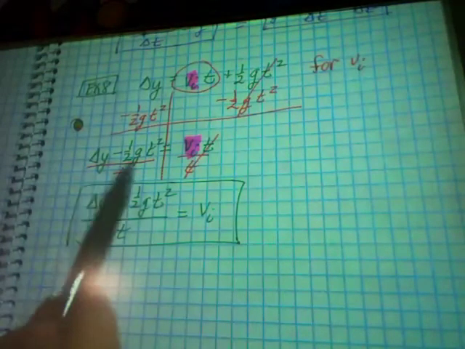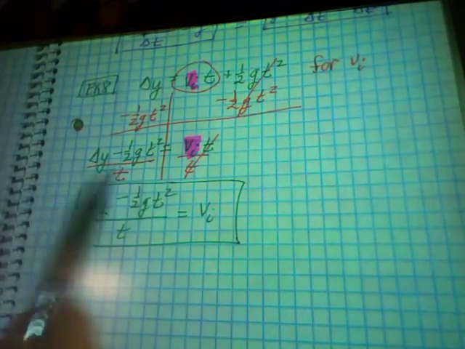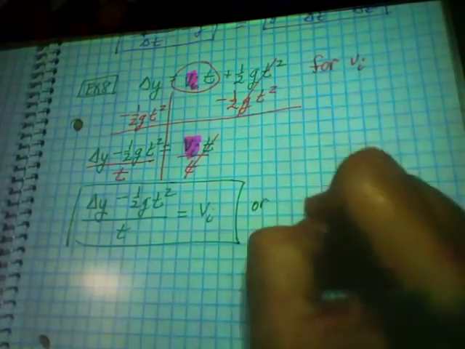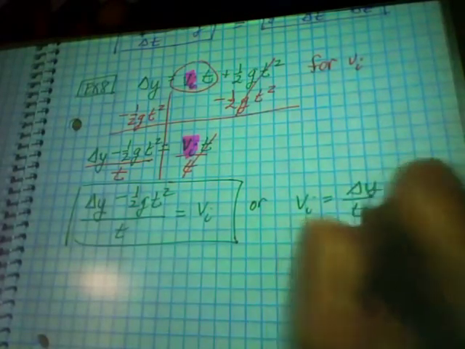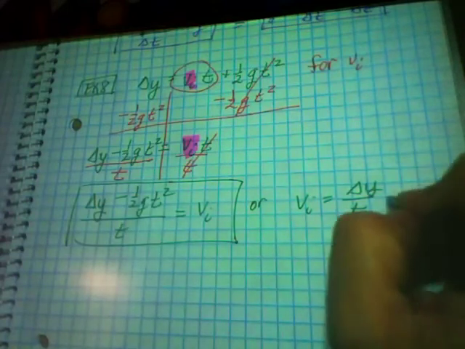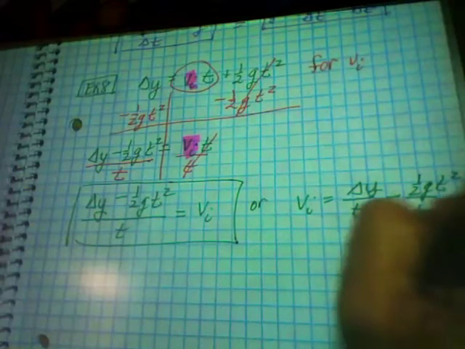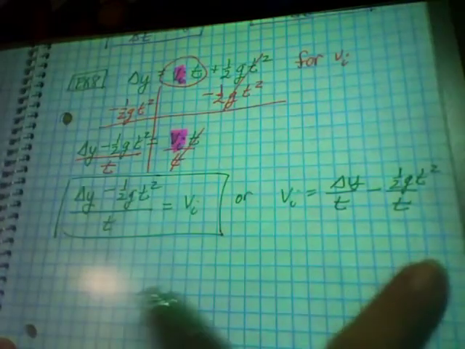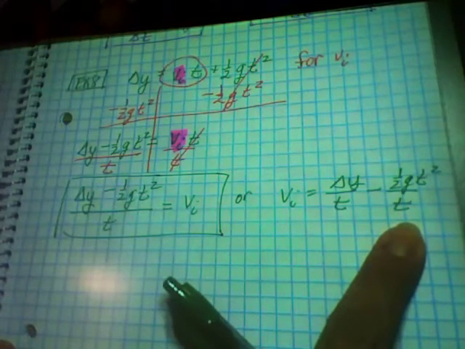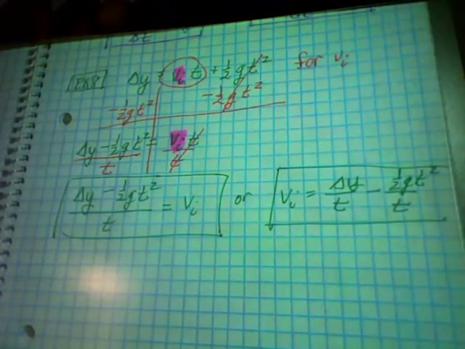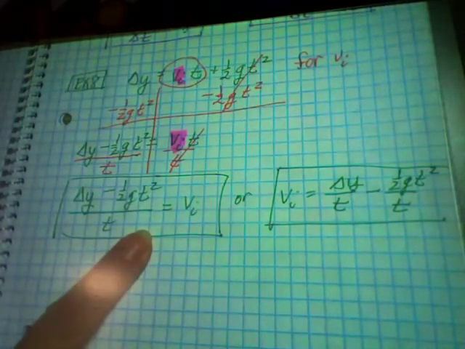Did anybody divide these separately by t? If you did, this is what it would look like. Or v sub I would equal, take this and divide it by t, delta y over t, and take this and divide it by t, minus, and this is where it looks a little ugly, over t. Technically, this is not fully simplified right here, but we haven't talked about integer rules yet, so I'm not going to mark you off for that yet. We'll talk about integer rules later. But those are your 2 answers. This is the answer I would prefer to see.